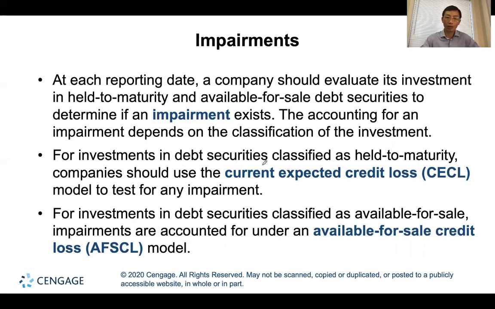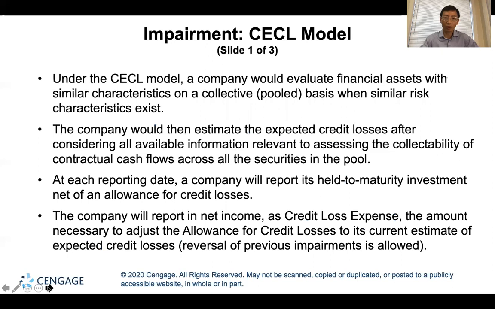Okay, so two methods. One is for held to maturity security. We use current expected credit loss, which is called CECL. Another is for available for sale, it's AFSCL. So the accounting treatment is the same.